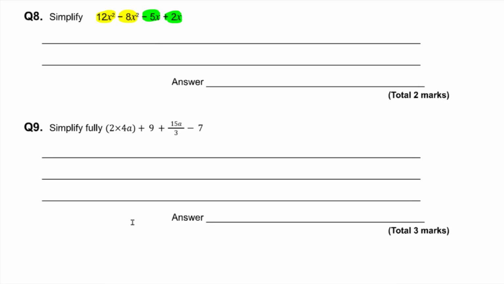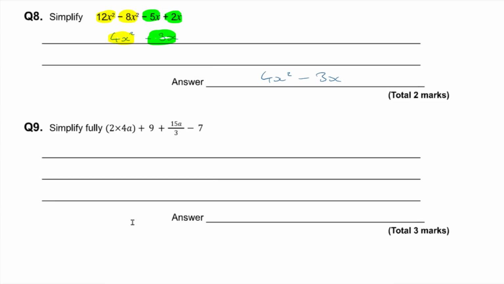So I can combine the terms in x squared. 12x squared minus 8x squared, that's 4x squared, isn't it? And the minus 5x plus 2x, if you start at minus 5 on the number line, you add 2, it's going to take you up to minus 3. So that's going to leave me with minus 3x there. So that's what I get, 4x squared minus 3x.